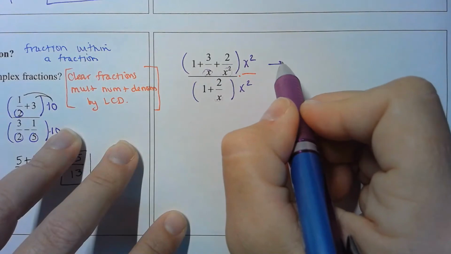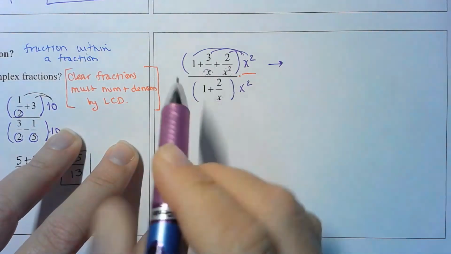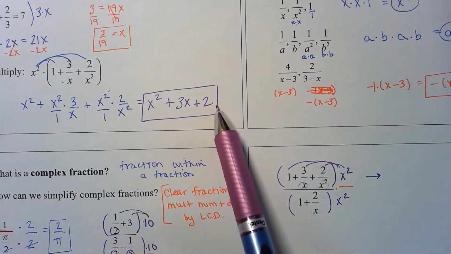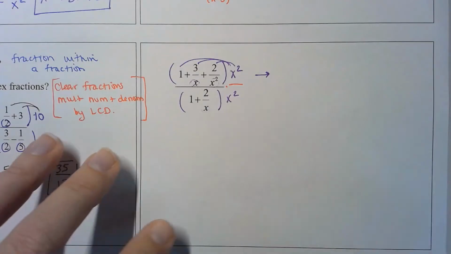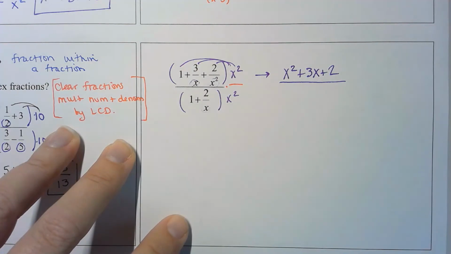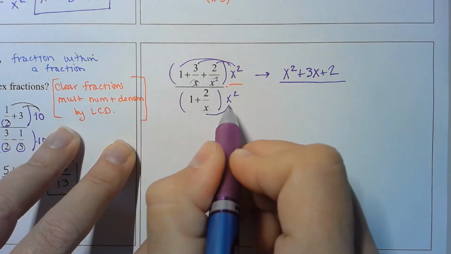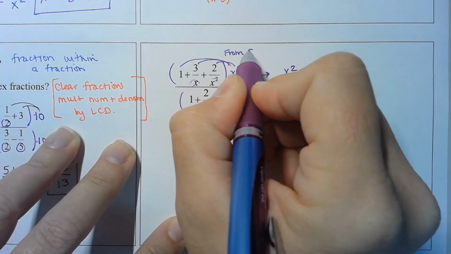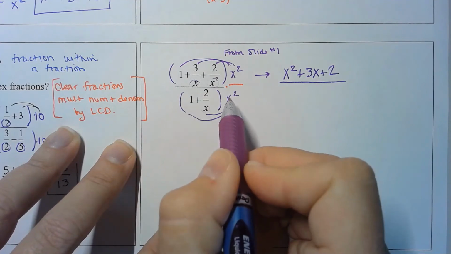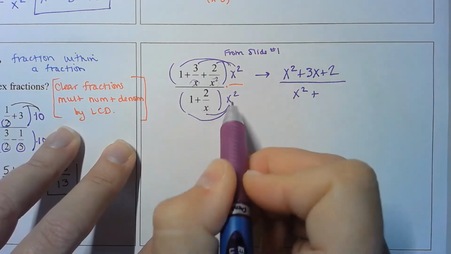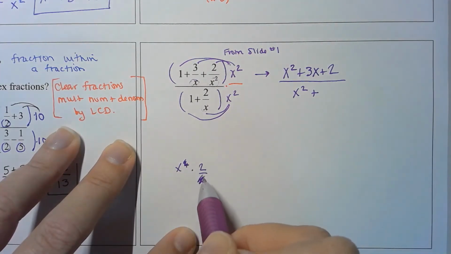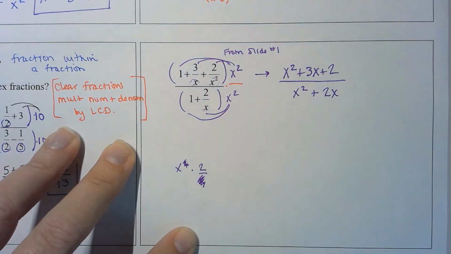Hey, if you look at your warm-up question, didn't we already do this? Didn't we already multiply this quantity by x squared? It's already done. We already have the answer there, don't we? X squared plus 3x plus 2. Great, I'm going to go to the bottom, and when I distribute the x squared, I'm just going to say from slide number 1. That way you remember. When I distribute my x squared here, x squared times 1 is x squared, and x squared times 2 over x, well, one of the x's cancels top and bottom, and I'm left with 2x.